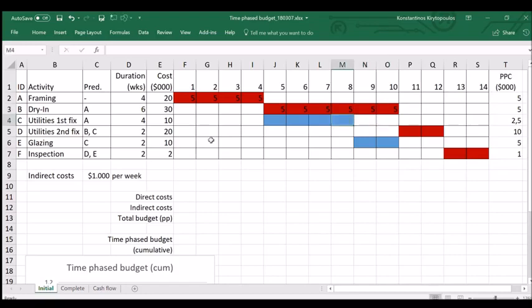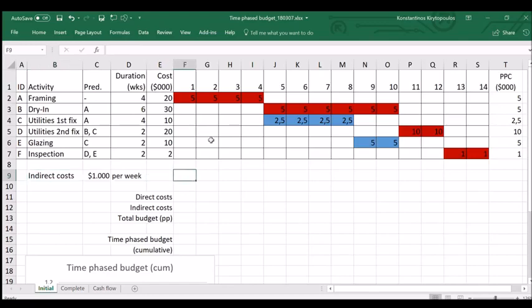So you see that I'm depicting the costs on every week. So this is 0.5. That's 2.5, okay, $2,500 a week. That's 10. That's 5 and 5. 1 and 1. Okay, we have also some indirect costs.